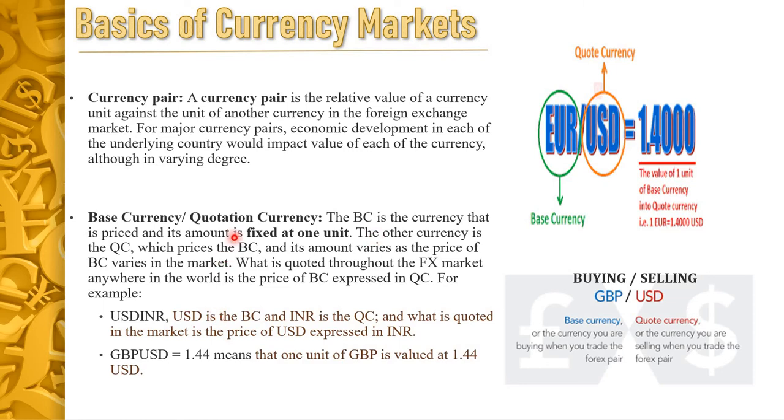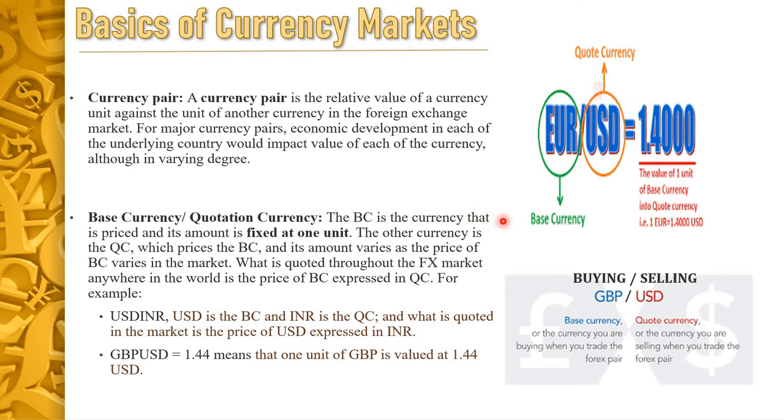Now coming to the base currency and quotation currency. The first listed currency to the left of the slash is called the base currency and the second currency, to the right of the slash, is called the quote currency. Now here the amount of base currency is always fixed at 1 unit. So this rate is the value of base currency in terms of quote currency. You can read this as 1 EUR equals 1.4 USD. And this is the price of base currency in terms of quote currency.